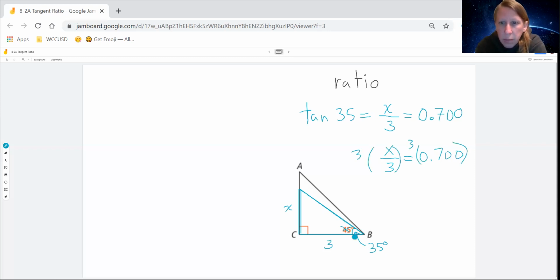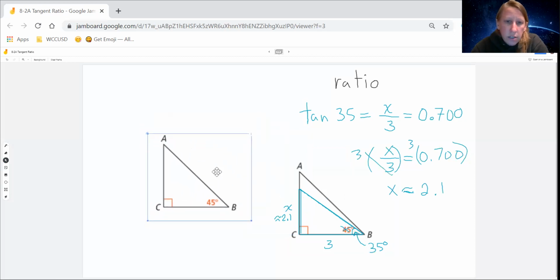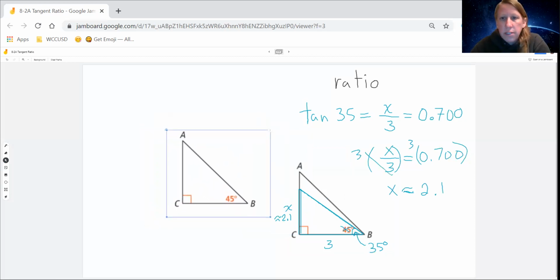We'll practice this a bunch. And this is about 2.1. Is that reasonable? Does it seem like x could be 2.1? Sure. It's less than 3. Let's do another one. Let's see if we can figure this out. We're just playing and exploring. We're thinking about where the tangent ratio came from, what the tangent ratio is, what am I comparing, where are all these numbers coming from.